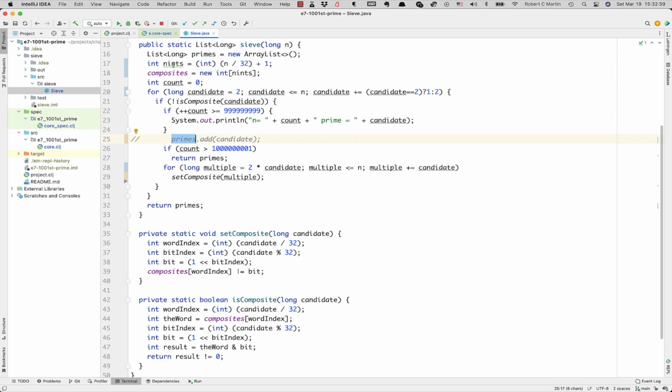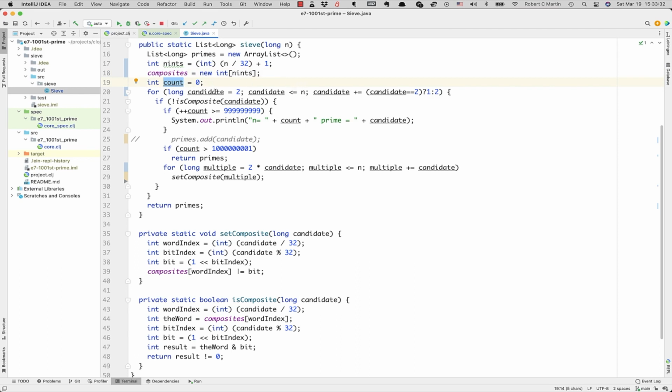The ints, on the other hand, the sieve array itself is a number of ints, which is n divided by 32, because we're cramming 32 bits into each integer, right? So we can shrink the size of the array by a factor of 32. So we create that array this way, fine. We also have a variable here that we're going to use to count how many primes we've created, and with that we're going to print the billionth prime.